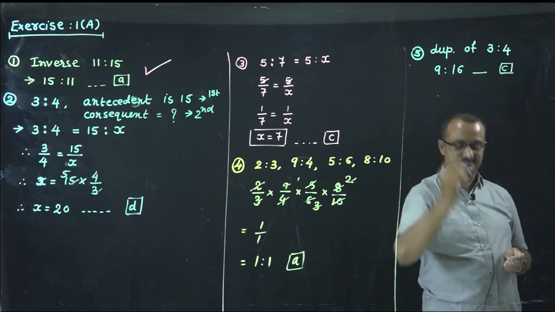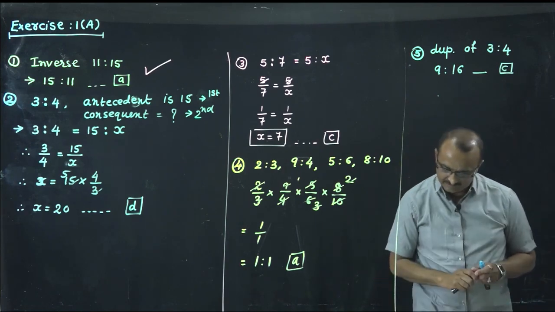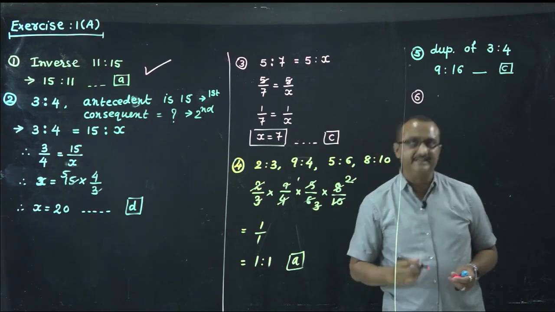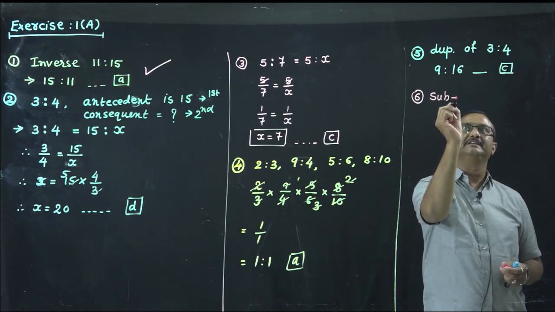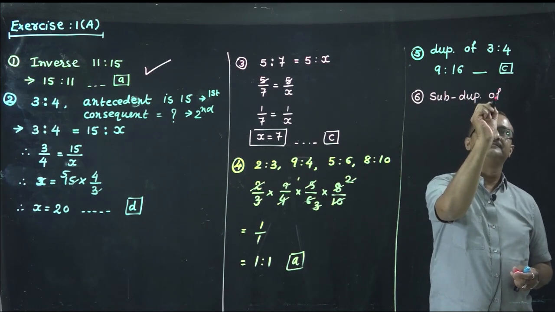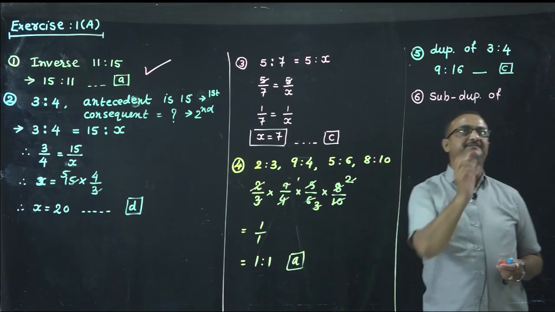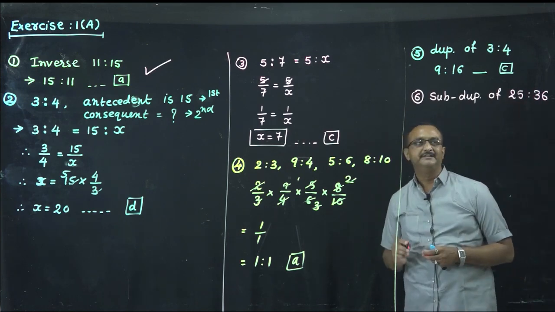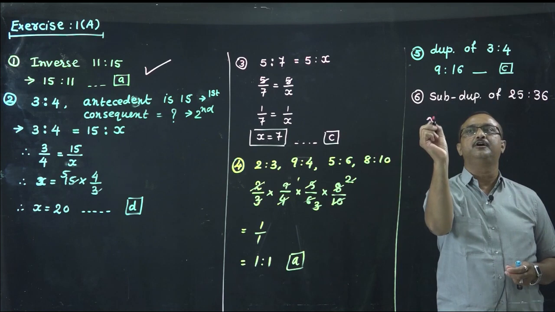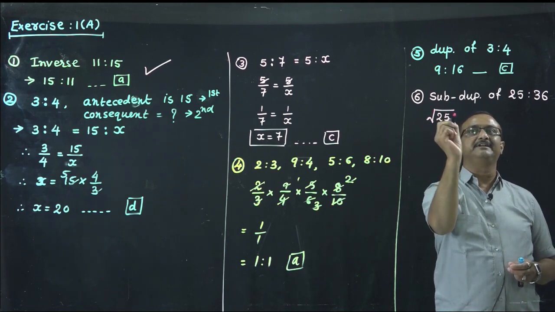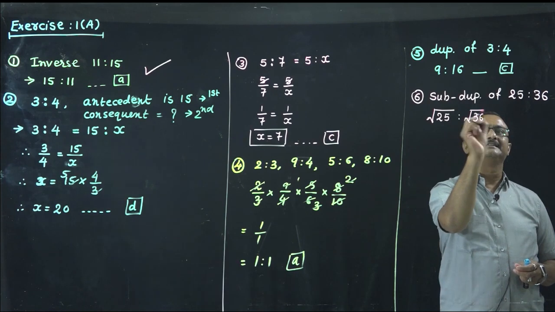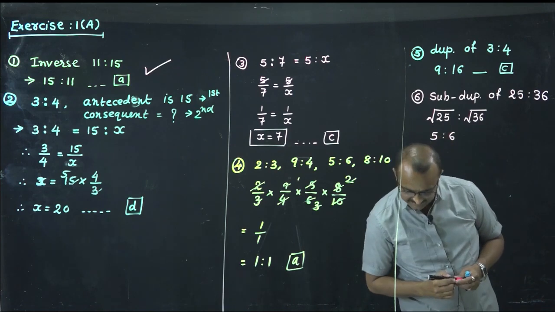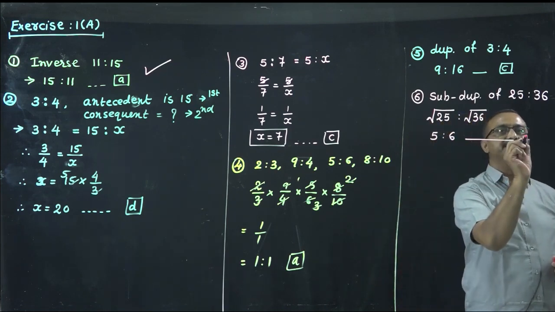Question number 6 is given by the sub-duplicate ratio of 25 is to 36. What is a sub-duplicate ratio? It is nothing but only the square root of both the terms. Under root 25 is to under root 36 and it is equal to 5 is to 6. So our correct answer is option D. D is the correct answer.